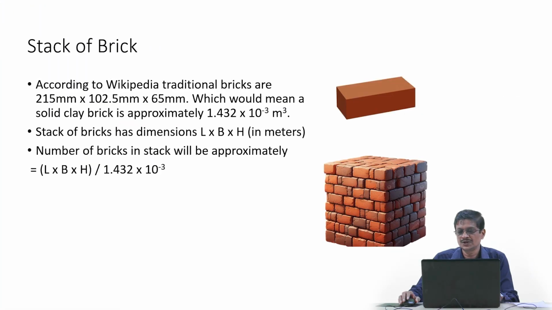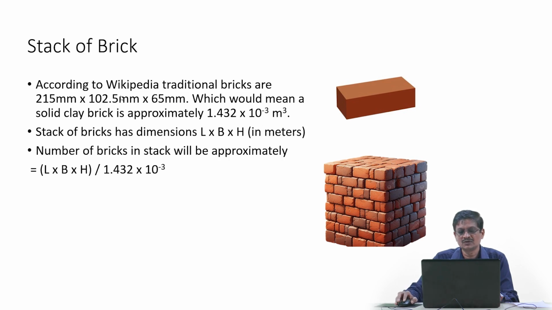On your screen you can see there is a stack of bricks, and one of the most common questions asked to students is how many bricks are there in that particular stack of bricks. As per Wikipedia, the standard dimensions of the brick are given as 215 mm by 102.5 mm and 65 millimeters. If you multiply all three dimensions, you are going to get the volume of one brick, and the volume of one brick comes out to be 1.432 times 10⁻³ meter cube.